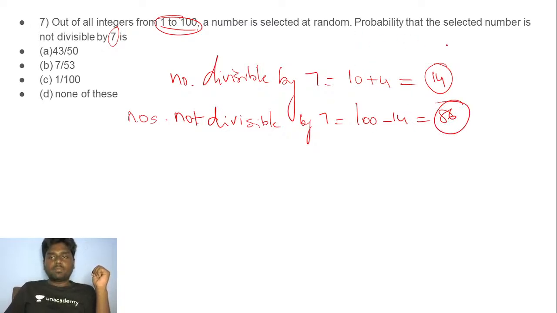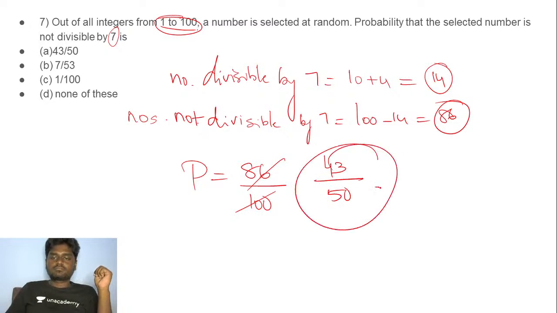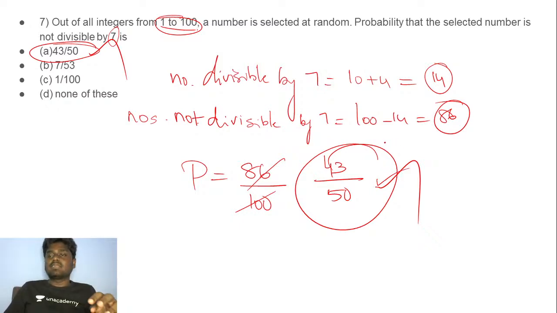And if you want to find the probability that the selected number is not divisible by 7, the probability is nothing but out of 86 you'll be taking 1, divided by out of 100. So if you do so, you'll be getting 43 by 50. So the answer is option A, 43 by 50, which will exactly give you the probability that the selected number is not divisible by 7. Okay.